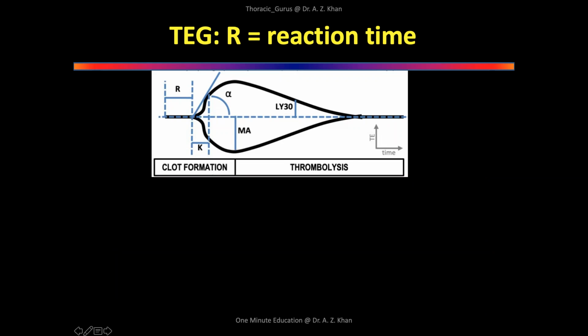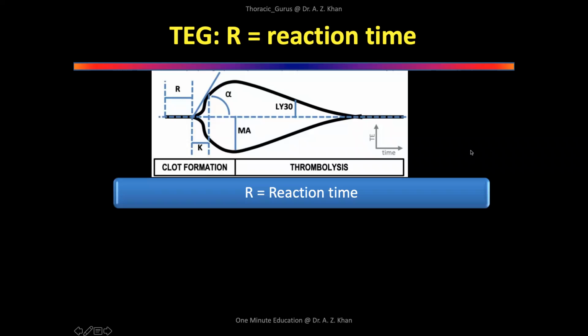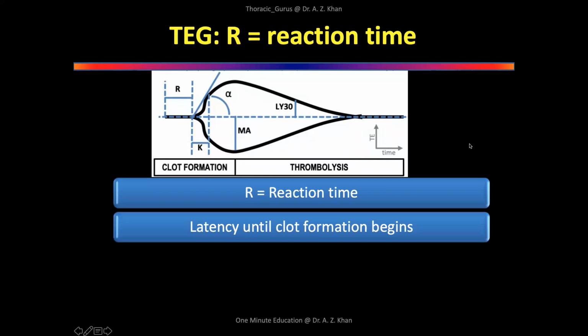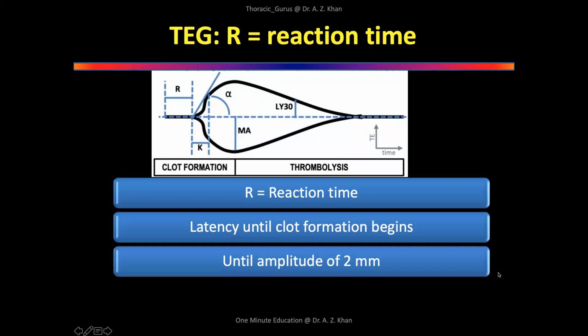So what is R? R is the time it takes from the beginning of the process till the clot starts to form. What does R stand for? Reaction time. Good. So R is reaction time. It's the latency until the clot formation begins. And the amplitude, how much does it move up normally? About 2 mm. Okay. So the movement of the R is about 2 mm on the y-axis.